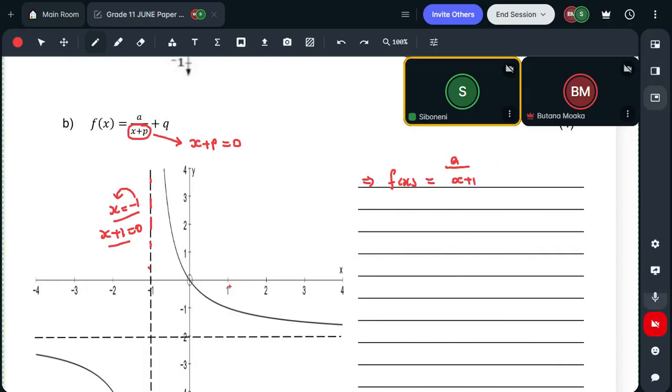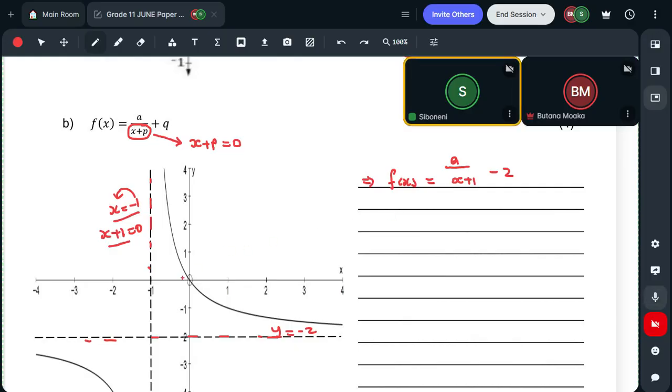Then this line here is your horizontal asymptote, which is just q. So y equals minus 2. So the value of q there will be negative 2. What's next? Choose any point on the graph and find the value of a. Can you do that for me? Will you be able to solve for a? So the question is, which point are you going to choose?